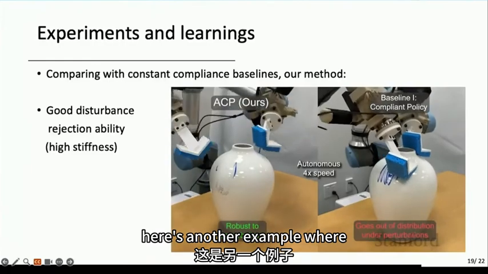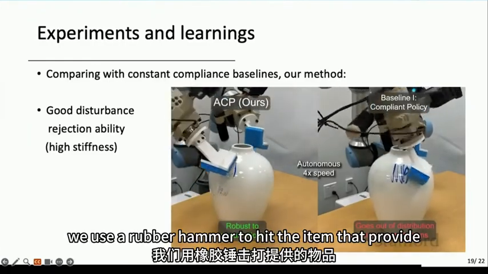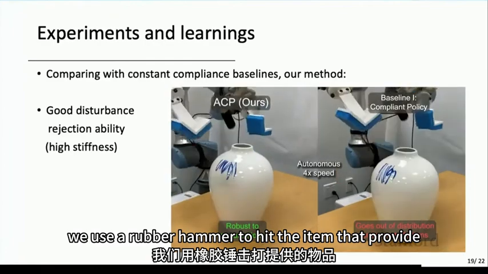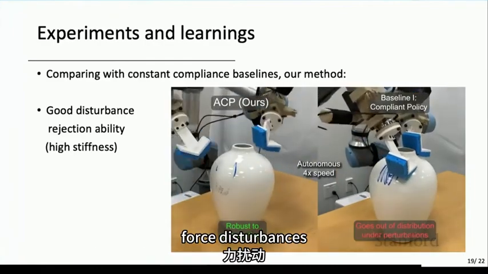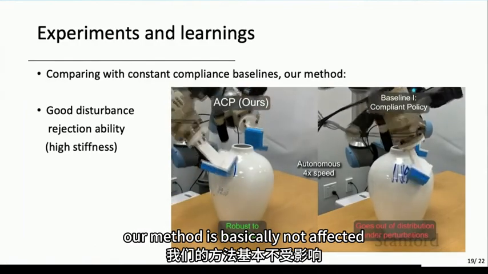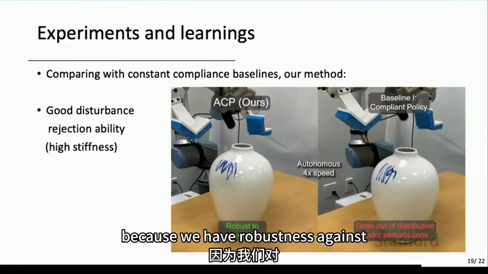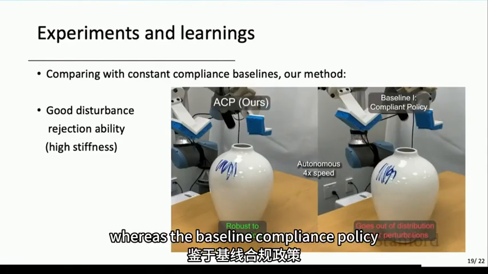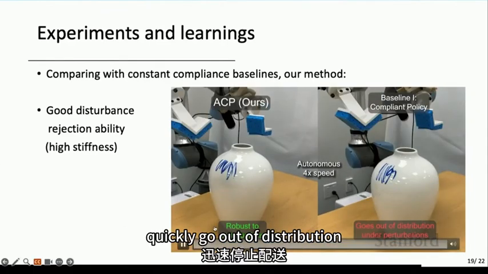Here's another example where we use a rubber hammer to hit the item that provides force disturbances. Our method is basically not affected because we have robustness against force in all directions, whereas the baseline compliant policy quickly goes out of distribution.